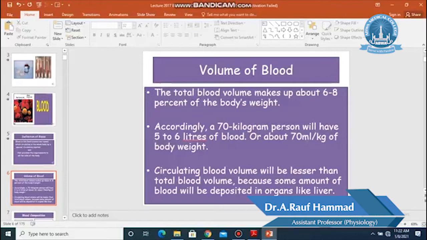Normally in the circulatory system, that is heart and the blood vessels, not all the blood of 5 to 6 liters is present in them. It will be in different organs. Circulating blood volume will be lesser than total blood volume because some amount of blood will be deposited in organs like liver and spleen.